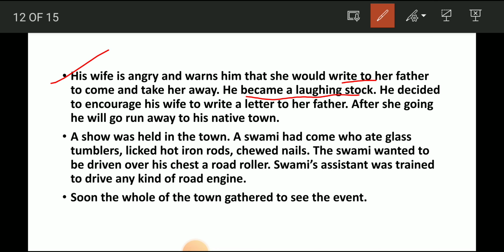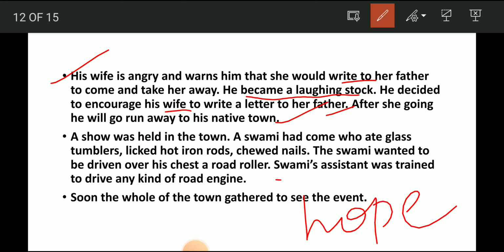Then he decides, better I'll send my wife to her father's house. I'll encourage her to write a letter. Then after that, I myself will run away from Malgudi and go to my native town because I'm unable to take care of this road engine. Okay, then what happens? A little ray of hope comes in the form of Swami.